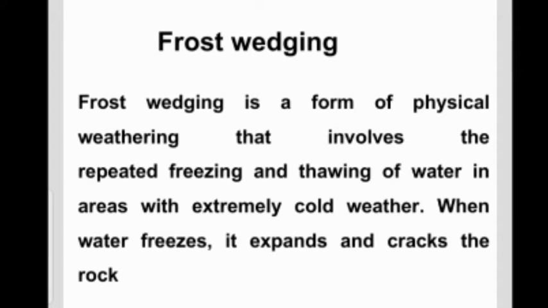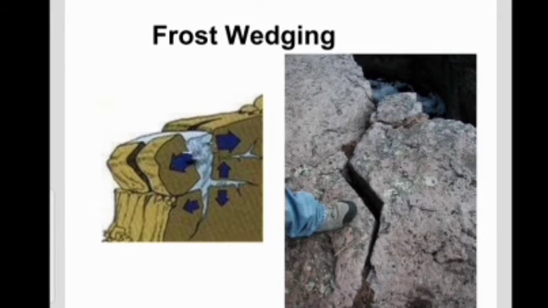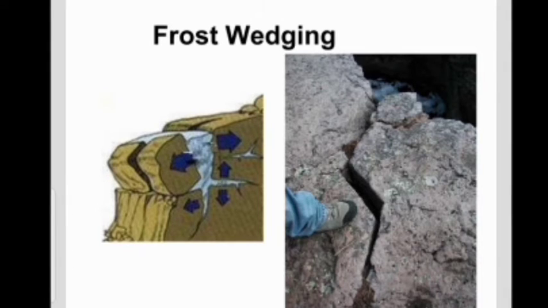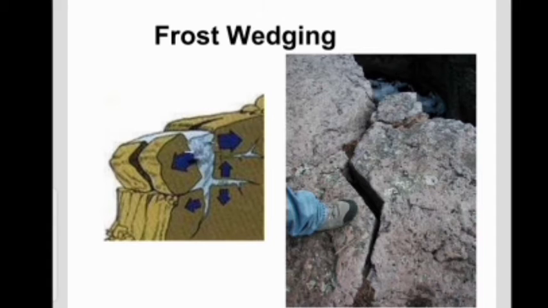In polar areas, there is a lot of ice and water. When water comes into the cracks, as you can see in the picture, and then the water is converted into ice due to the increasing coldness in the weather, the ice expands the rocks and breaks them into small pieces. You can see in the two pictures, and I hope that you got the idea about what is frost wedging.